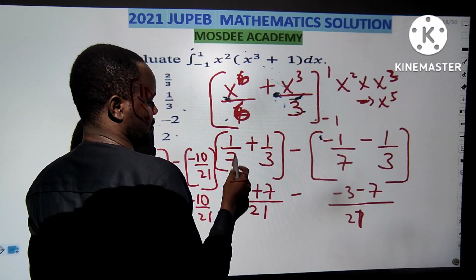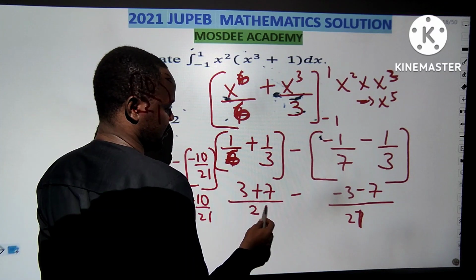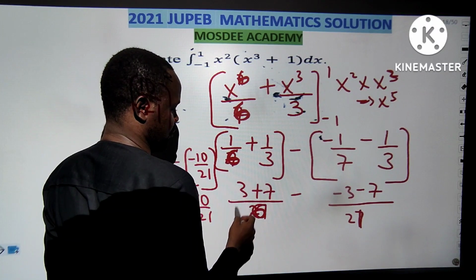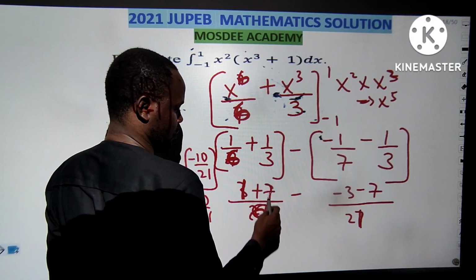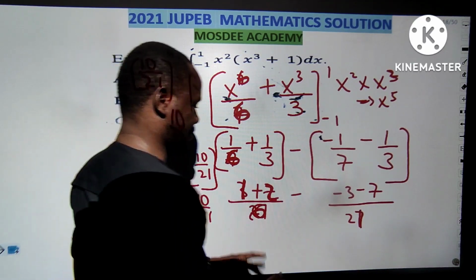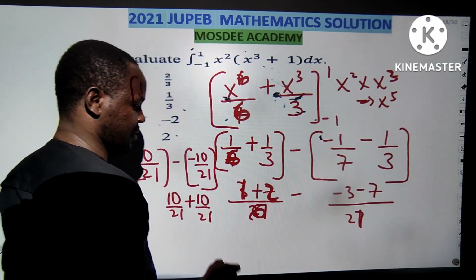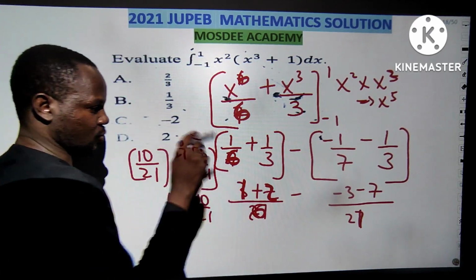So this should be over 6, and that term will be 6. And this will be 1 plus 2. Time is not on my side, that's just the truth. 1 plus 2 is 3 over 6, and 3 over 6 is 1 over 2.